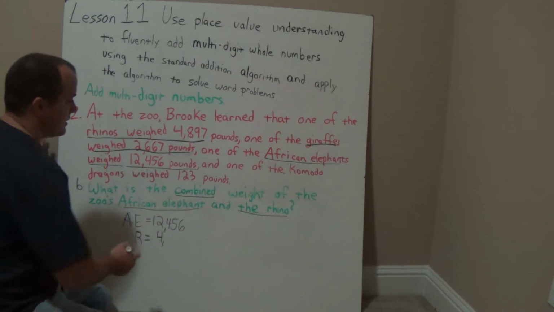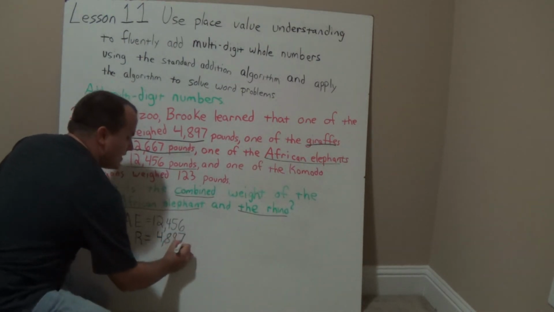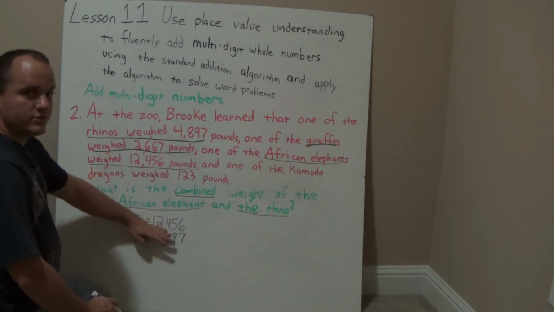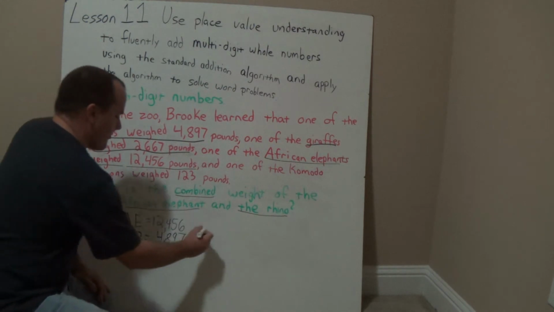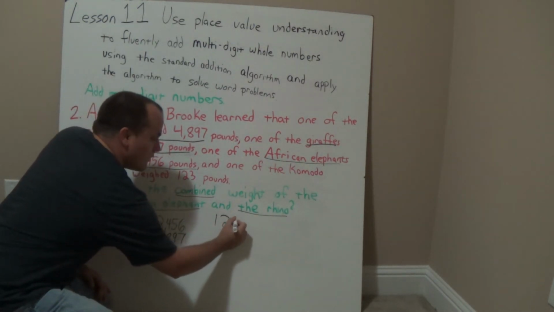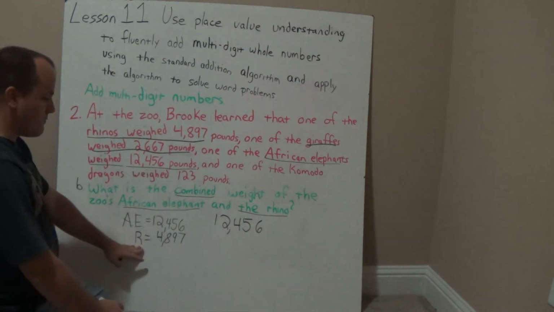Now if you remember, I'm going to take both of these numbers and add them vertically. I showed you last time how to write just by looking at the different place value positions and only doing it one at a time. This time I'm going to use the African elephant's weight and then put the rhino right underneath it. So the African elephant's weight was 12,456 pounds. Then I have my rhino.